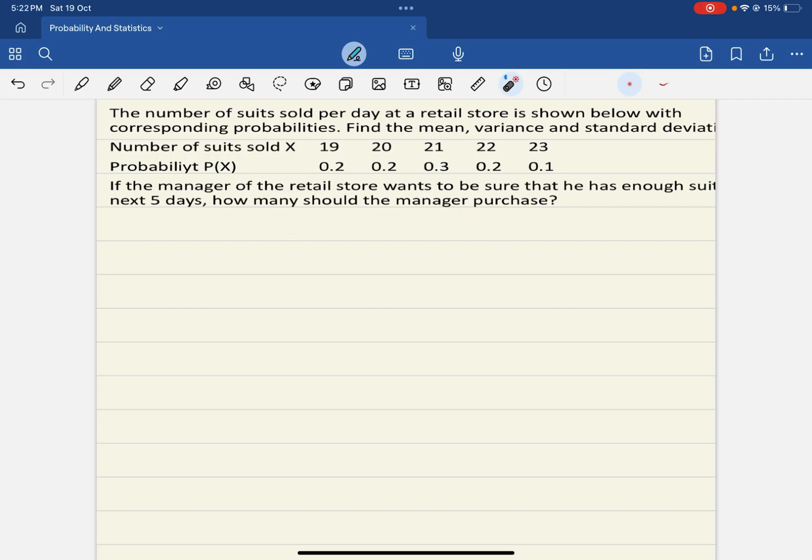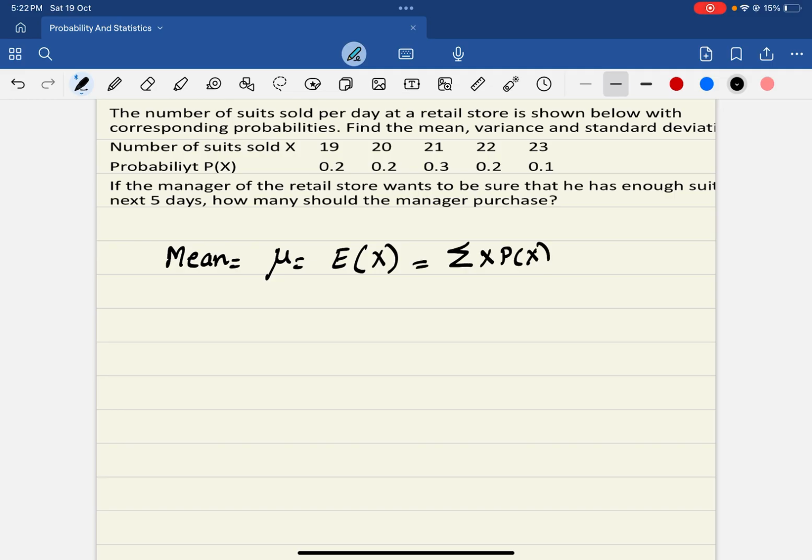This is the question. For this we are going to construct the probability distribution, right? Let us now construct it, and you have to find out the mean, variance and the standard deviation. So what is the mean formula? The mean is given by mu, which is also called the expected value of x, and is given by sigma x times p of x. This is one mean.